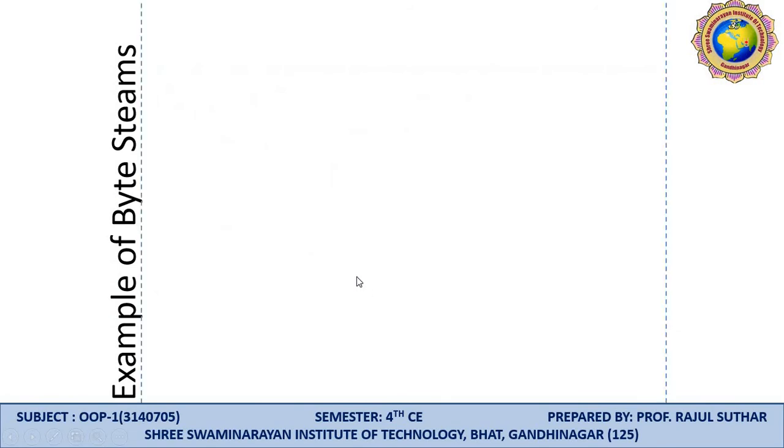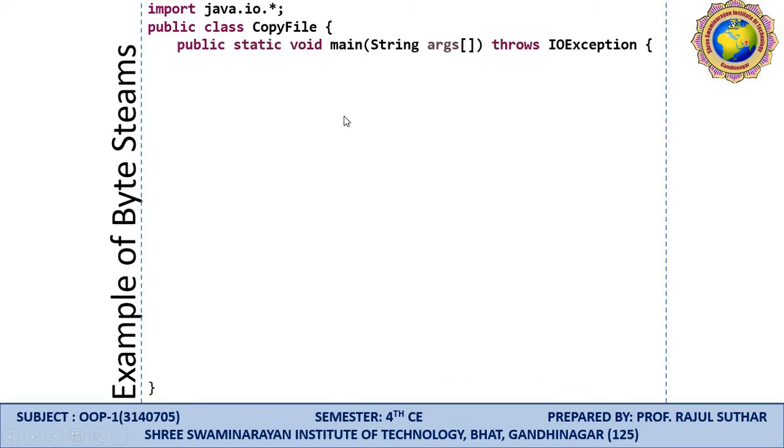Here is an example of a byte stream. We require the import java.io.*. IO means input and output. It covers all the file classes for Java. So this import statement is most important for file input and output streams. Public class CopyFile: we are copying one file to another file.